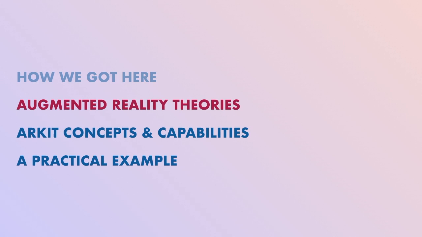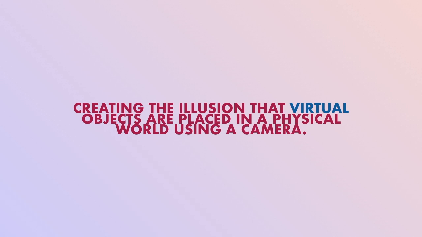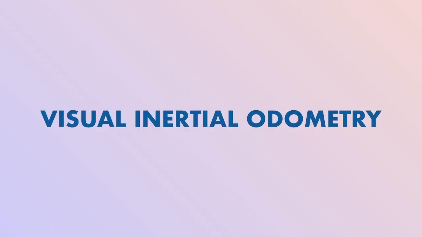So let's look at the theory behind augmented reality and how it applies to ARKit. So, what is AR? Well, augmented reality is creating the illusion that virtual objects are placed in the physical world using a camera. But definitions are cool, let's look at the actual components that make up an augmented reality system. ARKit is a visual inertial odometry system, VIO, with some 2D plane detection thrown in on the side. VIO means using visual and sensor systems to estimate the change in position over time.